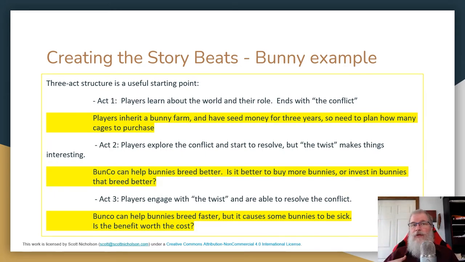In Act 2, there's a twist to make things interesting. So in this case, Act 2 is going to bring in the Bunco, the bunny researchers, where they have figured out a way that they could make bunnies breed better, make bunnies make more bunnies. And the players will have to decide, do I want to have bunnies that are more expensive but breed better, or do I want to just have more bunnies? And this is going to, again, be based on using simulation and compound interest to come up with an answer.